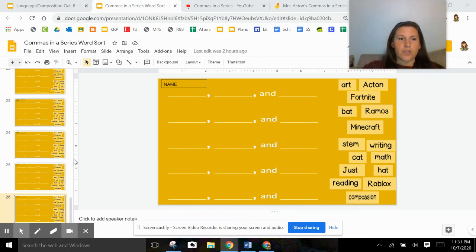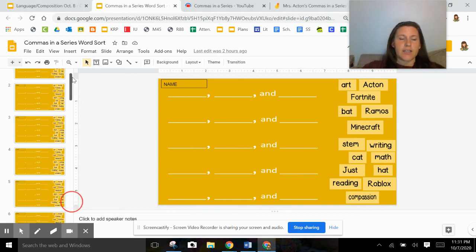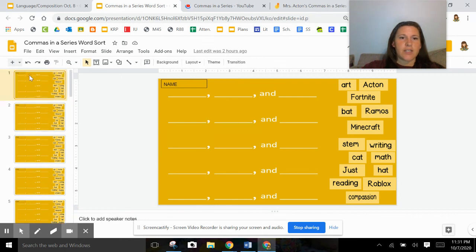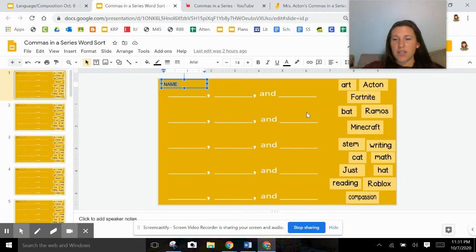So this one has all kinds of different slides, and every single one of them is completely empty and not done for you. All you're going to do is look in here and click right here on your name and type your name. So nobody's done this one yet, so nobody's claimed it. I'm not messing up anybody's work. I'm going to put Miss Acton.